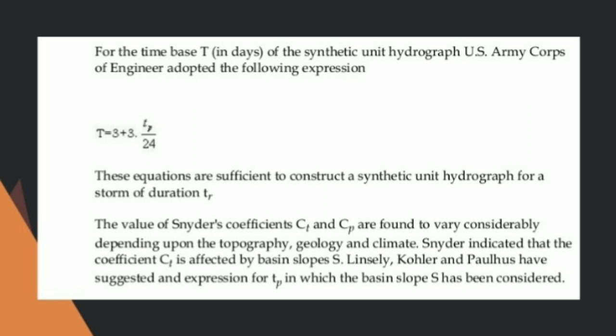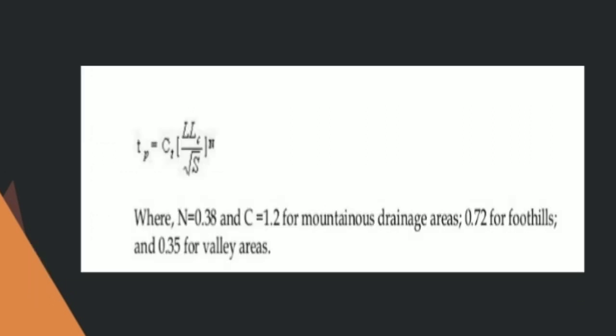Linsley, Kohler, and Paulhus have suggested an expression for T sub p in which the basin slope S has been considered. T sub p equals C sub t times L L sub c over the square root of S, to the power N, where N equals 0.38 and C sub t equals 1.2 for mountainous drainage areas, 0.72 for foothills, and 0.35 for valley areas.